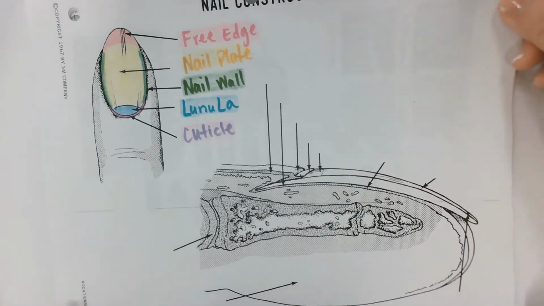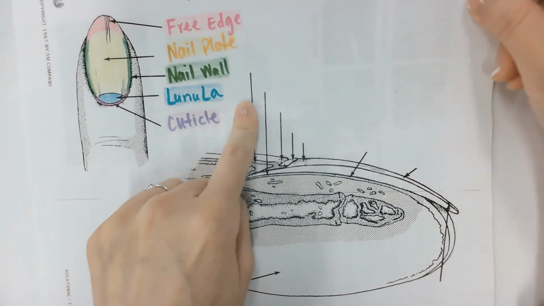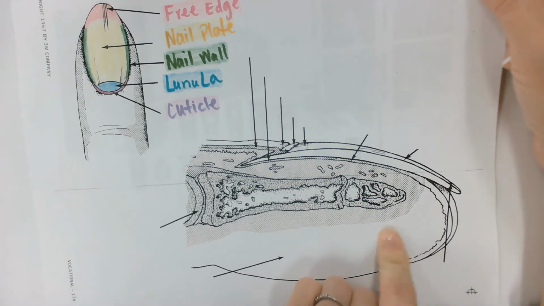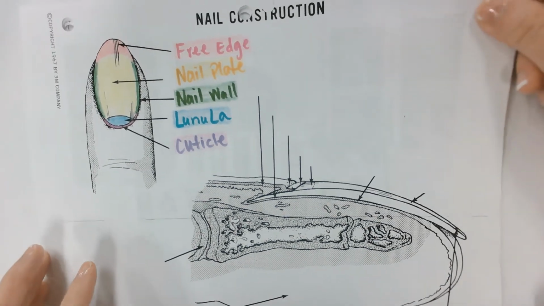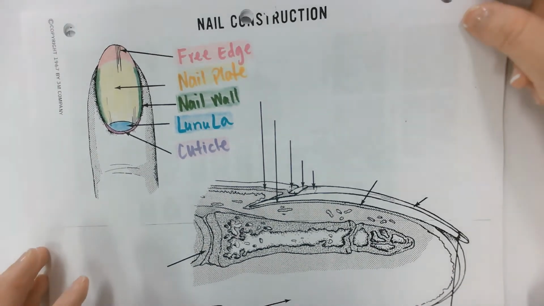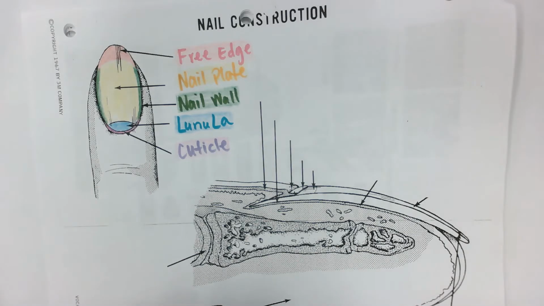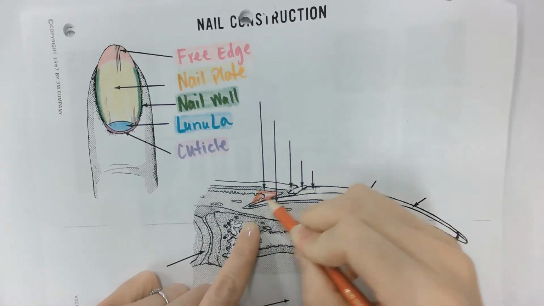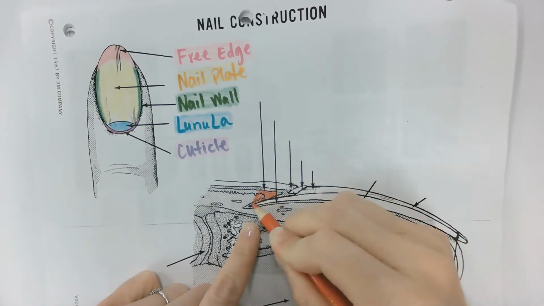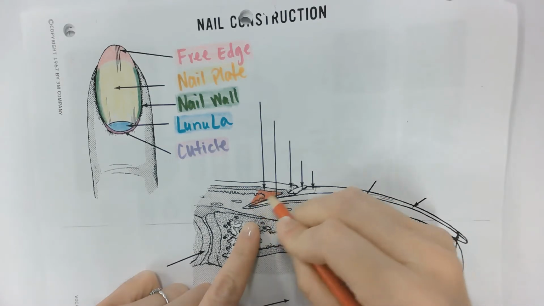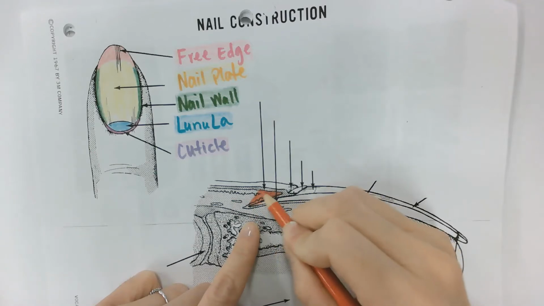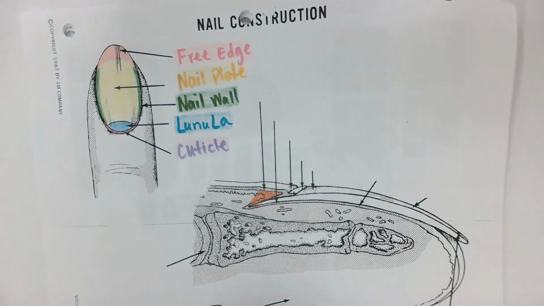Alright, here on this one, we're going to start on this top arrow, and we're going to work our way down. We are going to be adding one arrow to this tip here. Okay? Alright, so we have here this first arrow. This is our matrix. The matrix is the top part of where the nail grows. The nail is sandwiched, and we'll talk about that in just a second. Okay? This is your matrix.